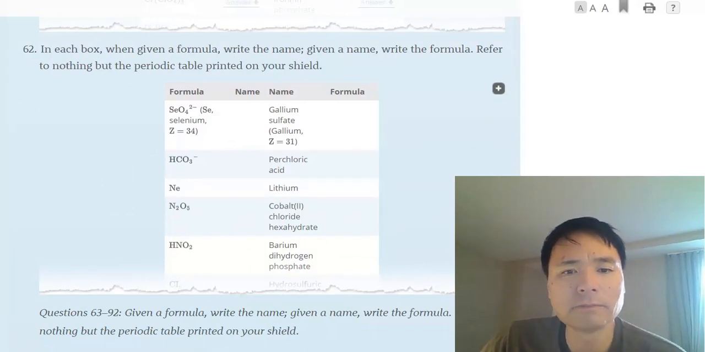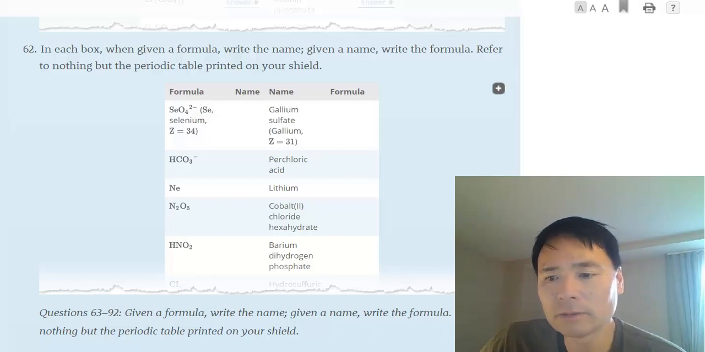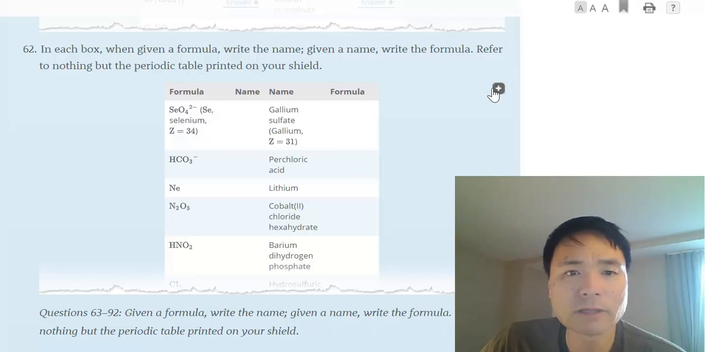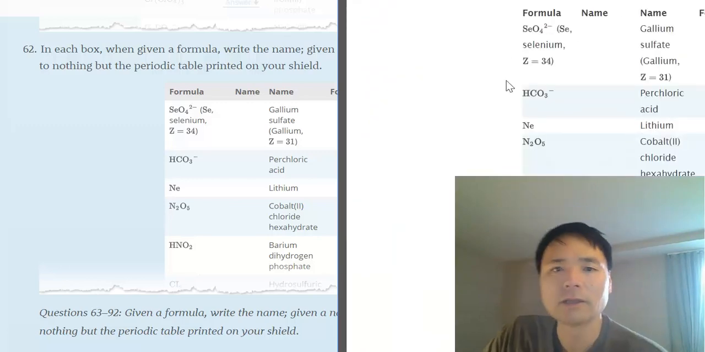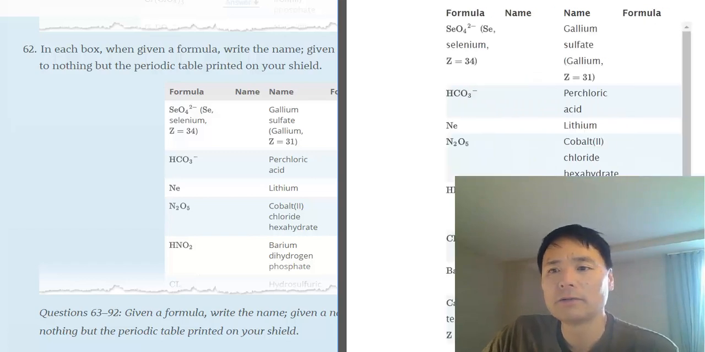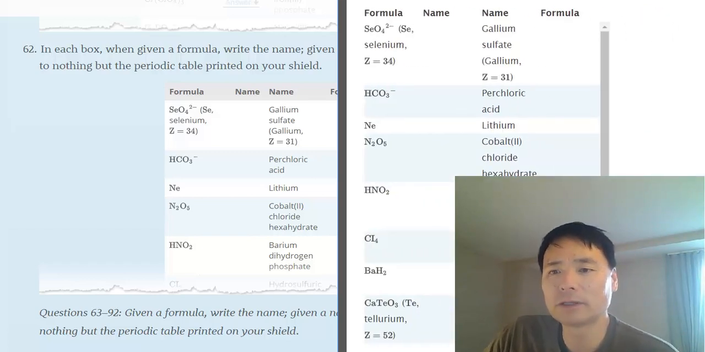In each box, when given a formula, write the name. Given the name, write the formula. Okay. Refer to nothing, except the periodic table. Of course, we will refer to the periodic table.